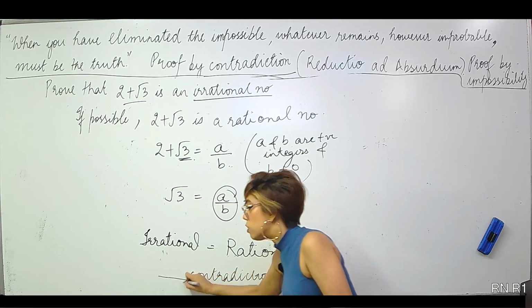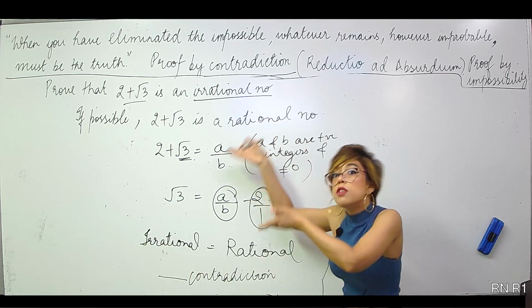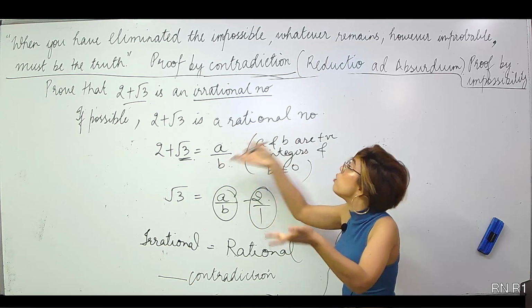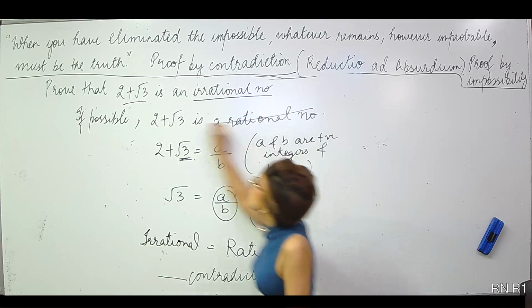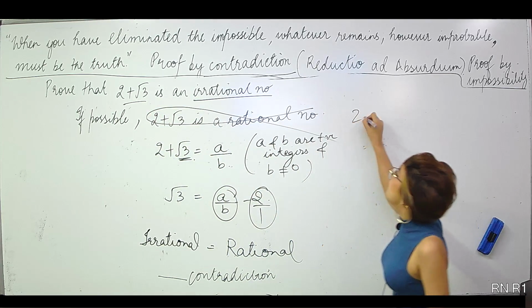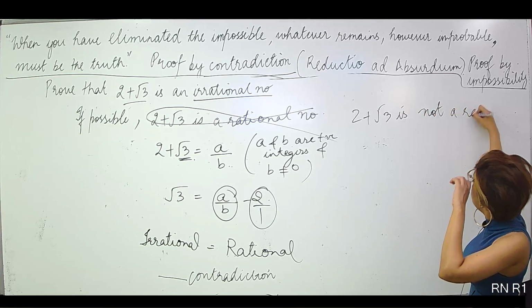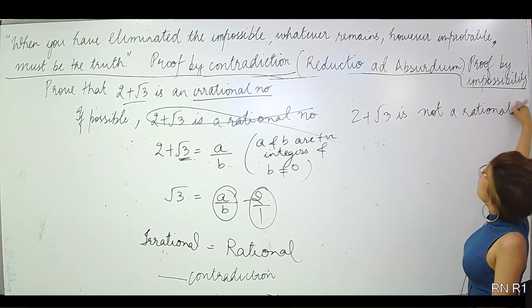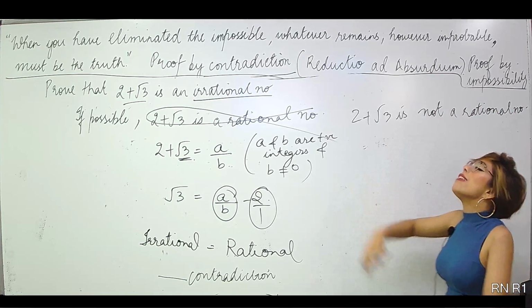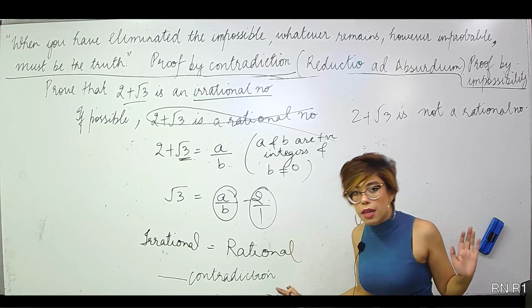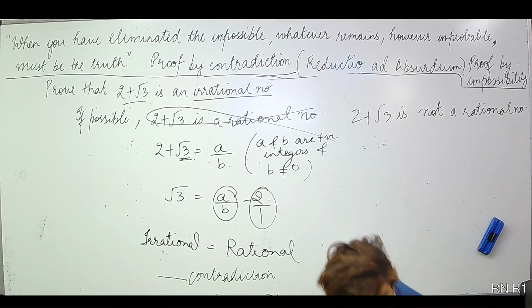Which is a contradiction. Why? Because your supposition was wrong. You supposed that 2 plus root 3 is a rational number and this is wrong. That means 2 plus root 3 is not a rational number. Or you can directly say 2 plus root 3 is an irrational number. Same thing. Right? Now the next one.